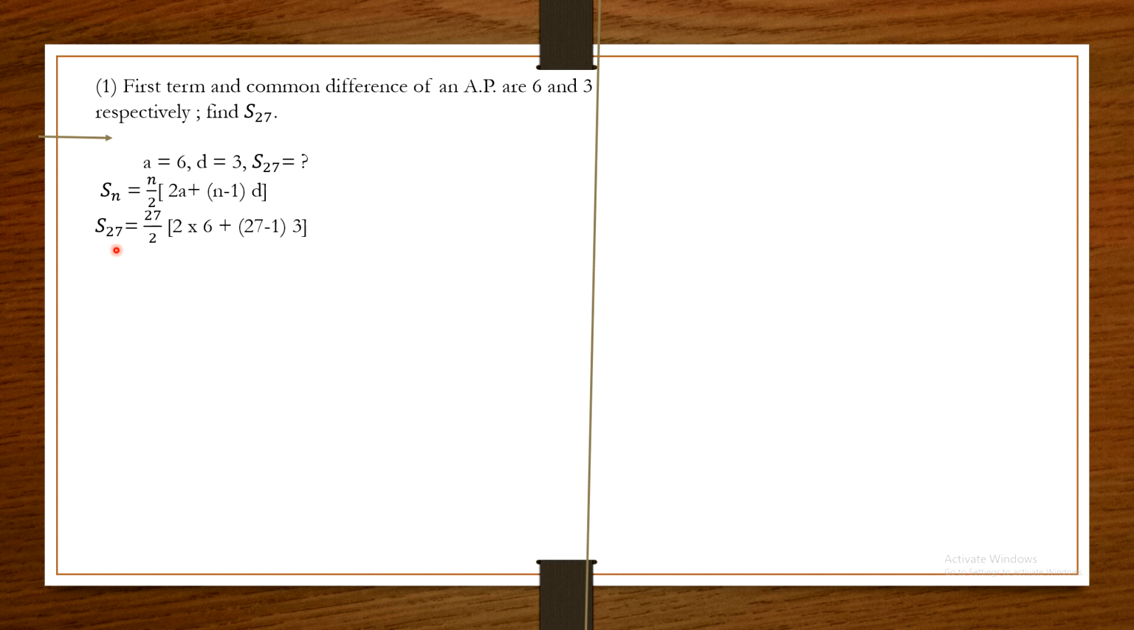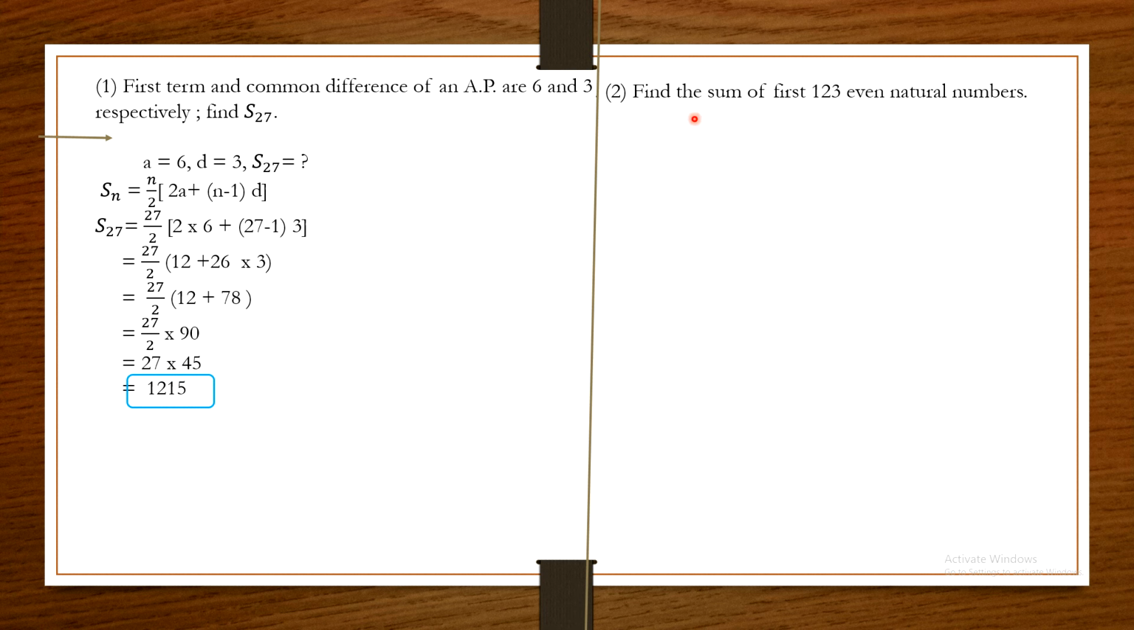We will get S27 equal to 27 by 2. The value of a is 6, so 2 into 6 plus (27 minus 1) into d, which is 3. By solving we get 12 plus 26 into 3, so 12 plus 78. By adding we get 90. Dividing by 2 we get 27 into 45. So the sum of the first 27 terms is equal to 1215.